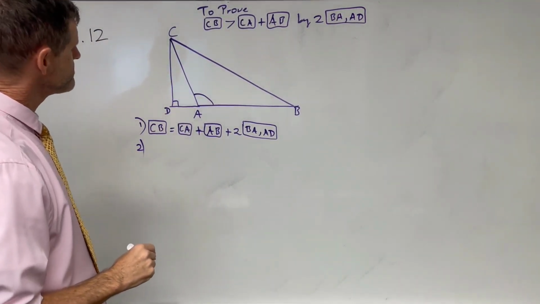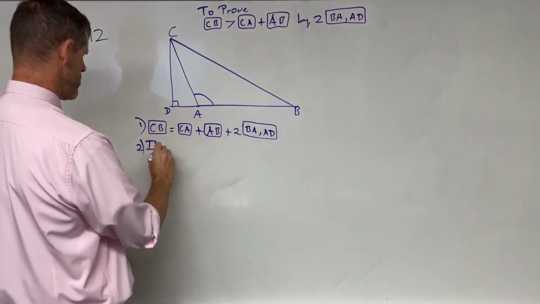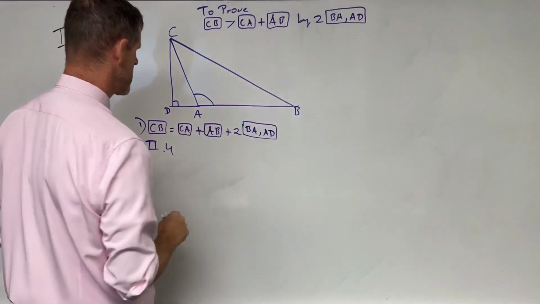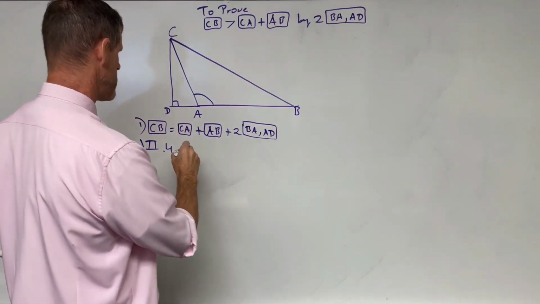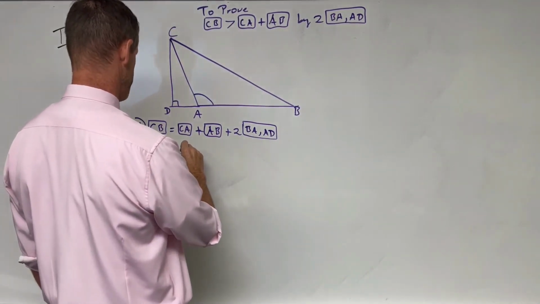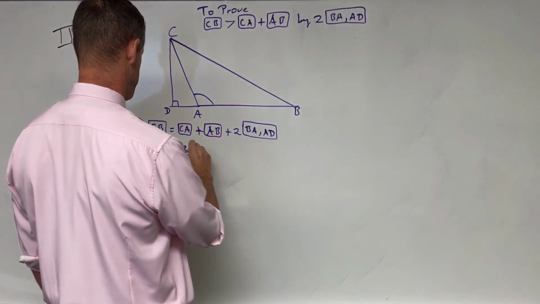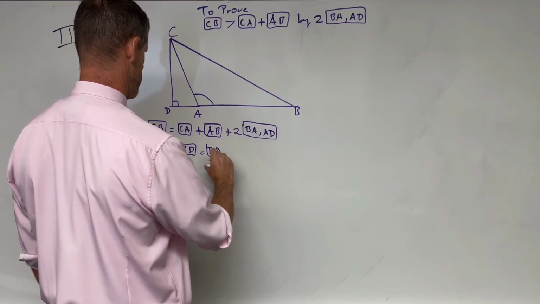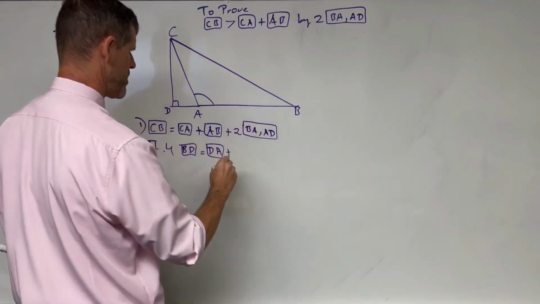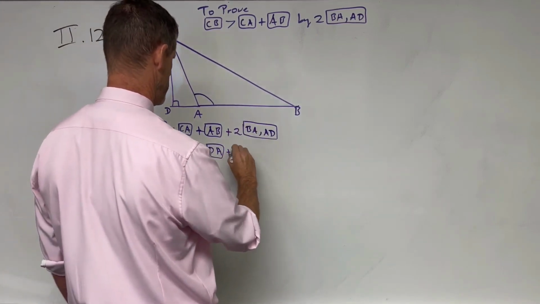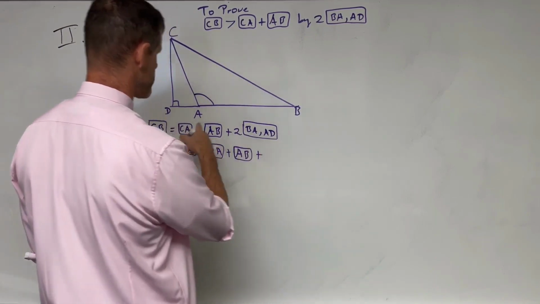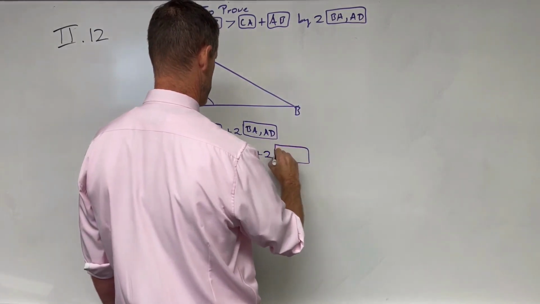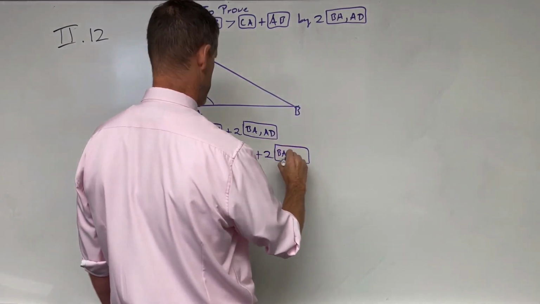Step 2. We know from Book 2, Proposition 4, that with this straight line BD cut at random at A, the square on BD is equal to the squares on DA plus AB plus twice the rectangle contained by the segments, namely BA and AD.